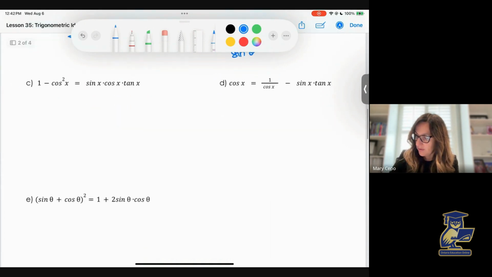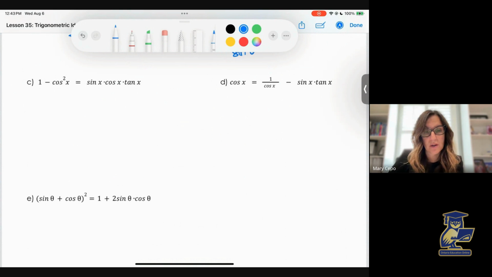Okay, so again, the rule of thumb: express everything in terms of sine and cos. Always start with the more difficult side first. If you've depleted that, so if you've expressed everything in terms of sine and cos, then you want to look for a common factor, or, because we're adding fractions, get that common denominator and simplify.